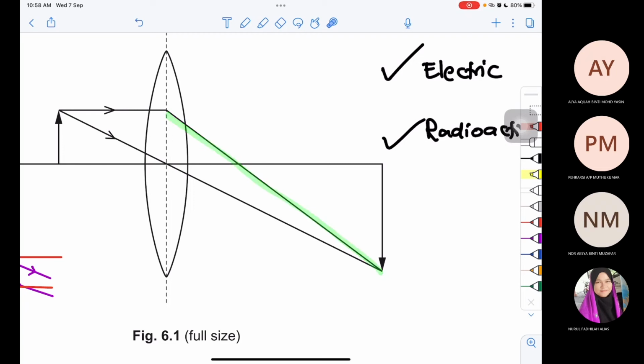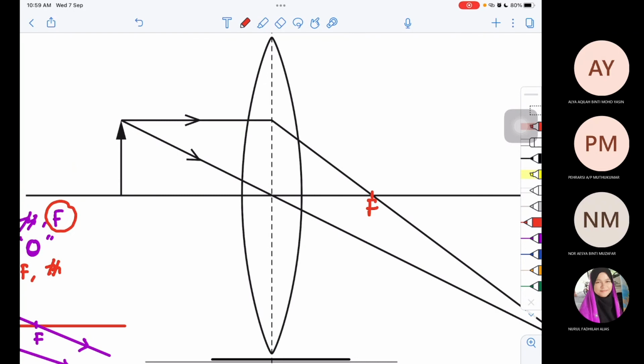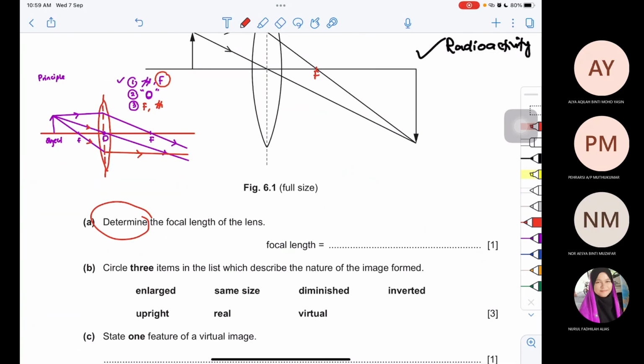Jadi kat sini kita tahu, you should know. The word is should. You should know where is the focal point. So the focal point is this one here. Kenapa you tahu? Sebab you tahu this rule. You tahu the line must pass through focal point. So that's the focal point. Jadi soalan tak tanya mark the focal point. In fact kat sini dia tak guna point, dia kata length.